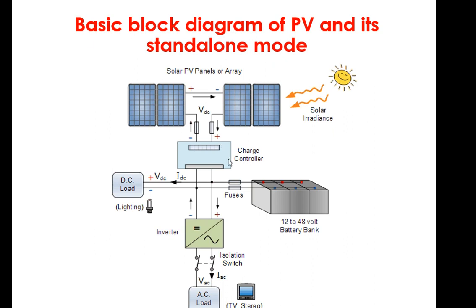of the PV panels. Similarly, we are having the inverter, then we are having the isolation switch that is connected with the AC load. So again, that is the basic block diagram of PV in its standalone mode, and it comes under the hybrid system because the source is more than one. Obviously, the primary source is the photovoltaic modules, and the secondary source is ultimately the battery.